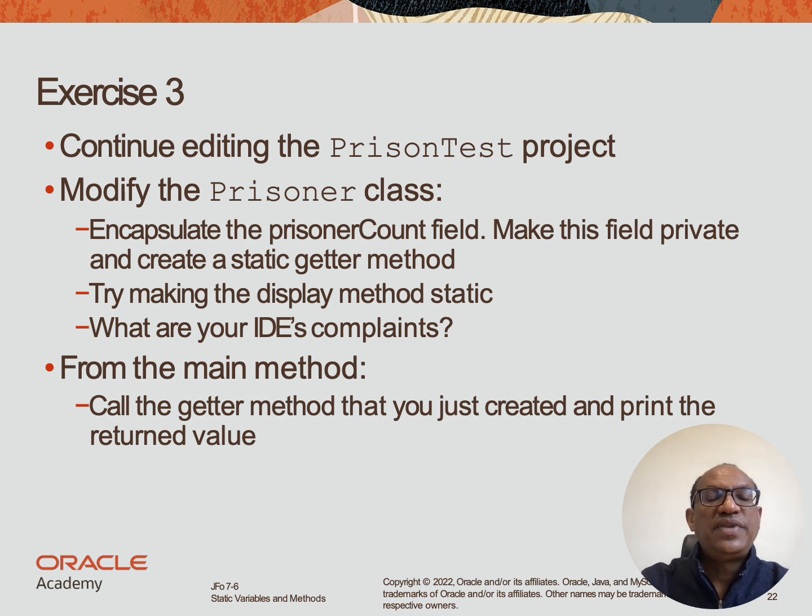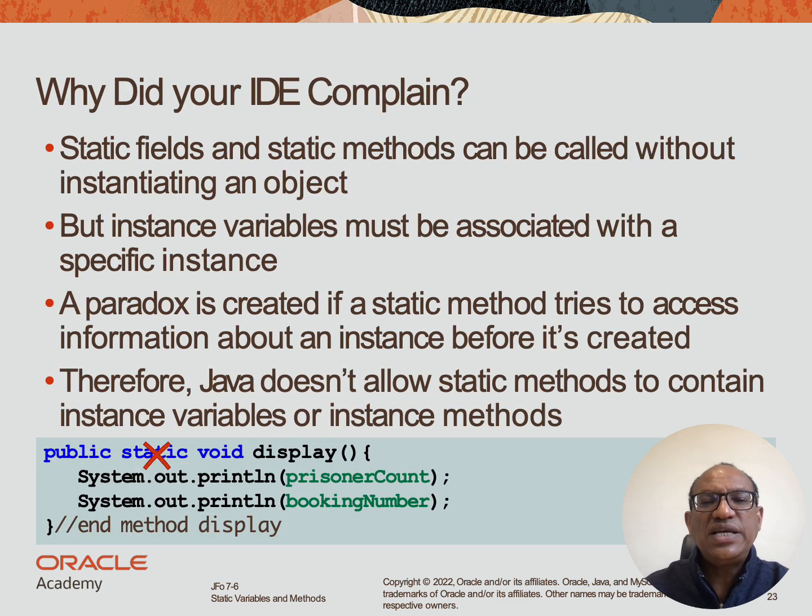In exercise 3, encapsulate prisonerCount, make it private, add a getter method, public static int getPrisonerCount, then try making the display method static. Your IDE might not be happy with that last one, and that's good. Why the complaints? Because a static method can't use instance data. bookingNumber only exists for an actual object. If display is static, there is no object, so no booking number. This is Java protecting you from yourself.